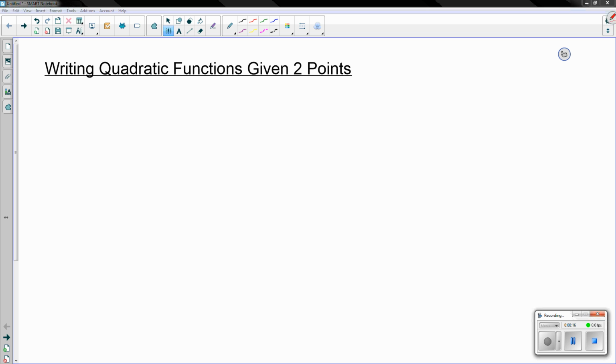So we've discussed that a parabola is the shape for our quadratic functions. And one of the key points of the parabola is that vertex, which is going to represent either our minimum or our maximum, depending on whether or not the quadratic opens up or it opens down.